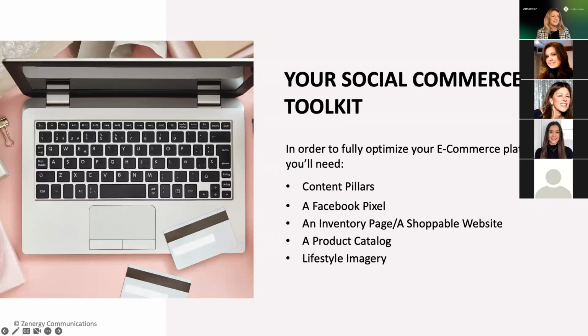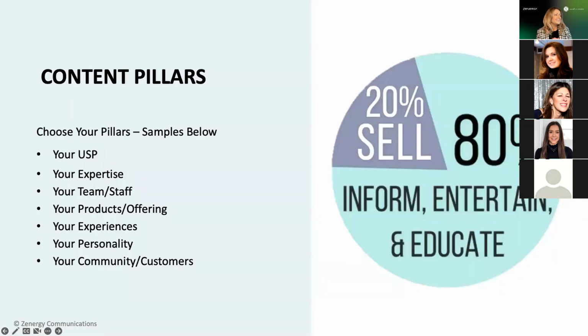So let's get started on your social commerce toolkit. So there we go, your content pillars. These are essentially all of the items that make up the content that you create. These will inspire you to create content. If you're thinking, I know I need to create content, but I'm not quite sure exactly what I should be talking about, these are a good way for you to make that checklist. And they're also good to come back to if you're struggling with content ideas.